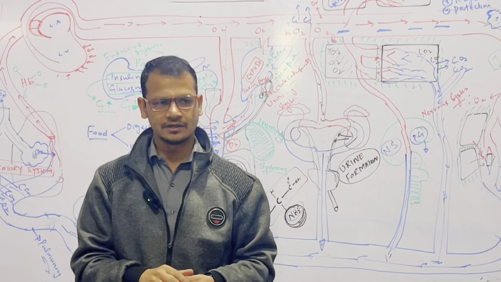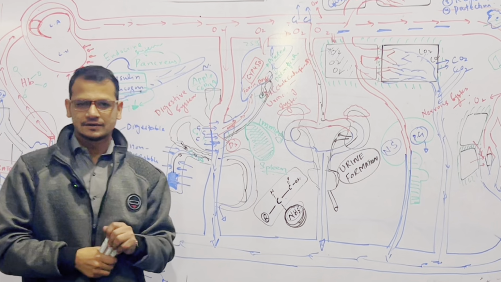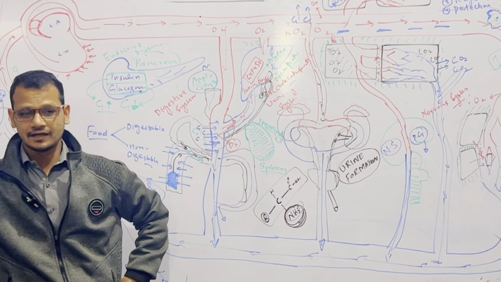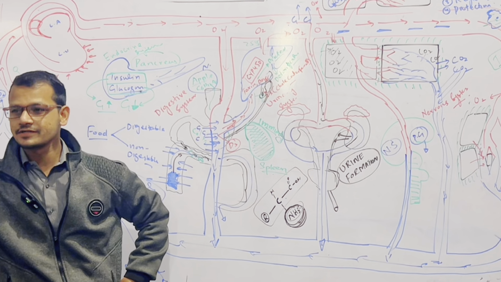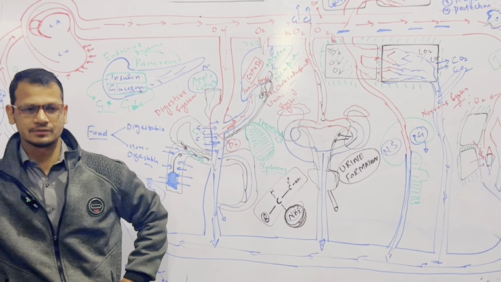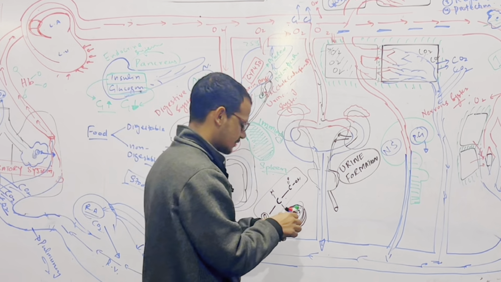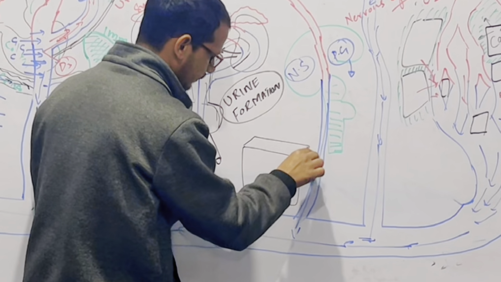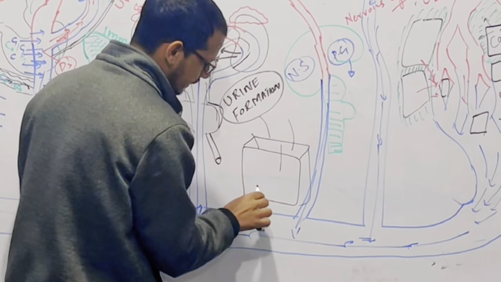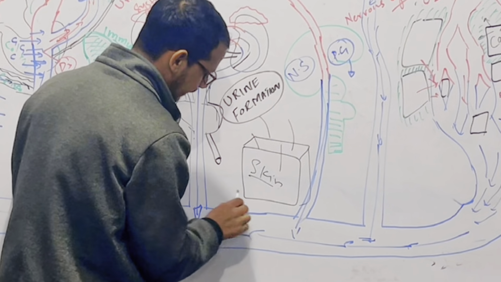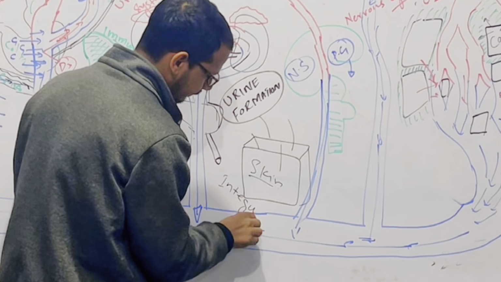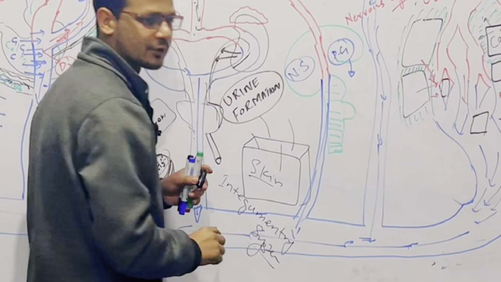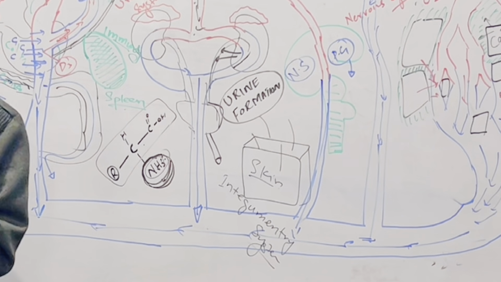What is that system? Any one of you, doctors? Skin. We have skin, which is called the integumentary system. It also protects the body from the external environment.